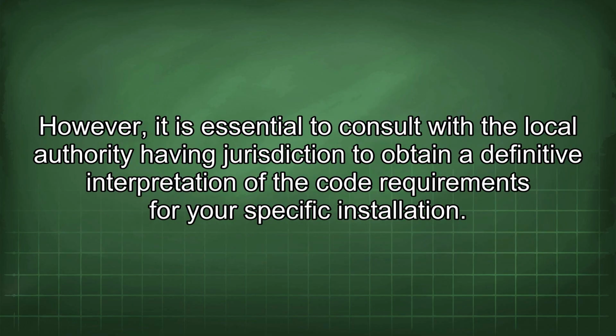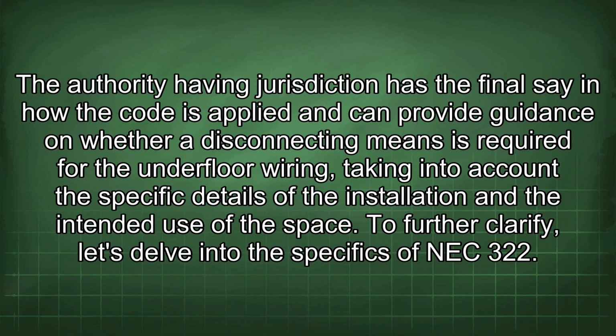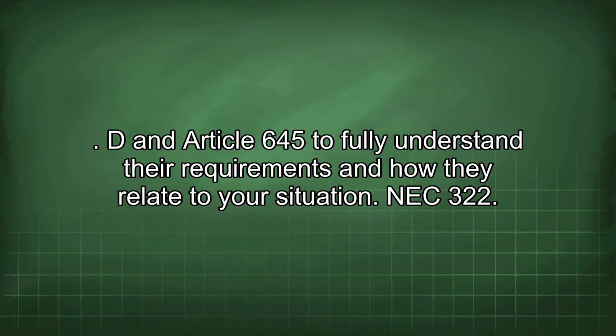However, it is essential to consult with the local authority having jurisdiction to obtain a definitive interpretation of the code requirements for your specific installation. The authority having jurisdiction has the final say in how the code is applied and can provide guidance on whether a disconnecting means is required for the underfloor wiring, taking into account the specific details of the installation and the intended use of the space. To further clarify, let's delve into the specifics of NEC 322.D and Article 645 to fully understand the requirements and how they relate to your situation.